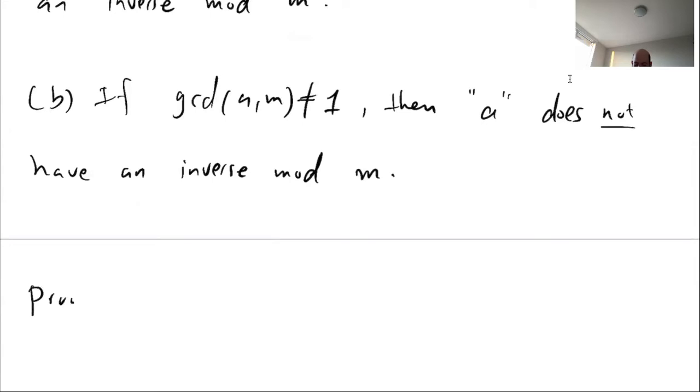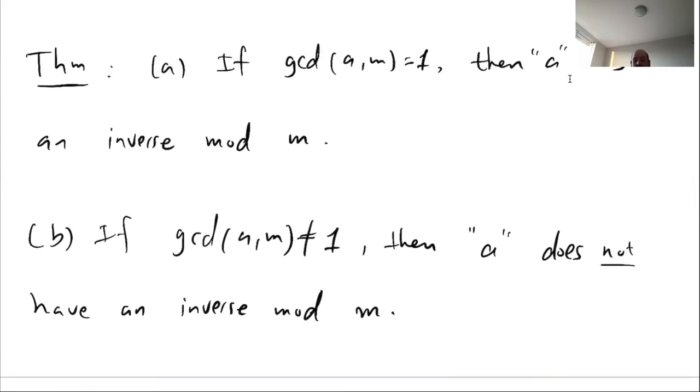So let's see how we can prove this. This theorem exactly characterizes which numbers have an inverse mod M and which numbers do not. If the GCD of the two numbers is 1, then A has an inverse, and if the GCD is not 1, A does not have an inverse. A very simple characterization that determines exactly which numbers have an inverse and which do not.